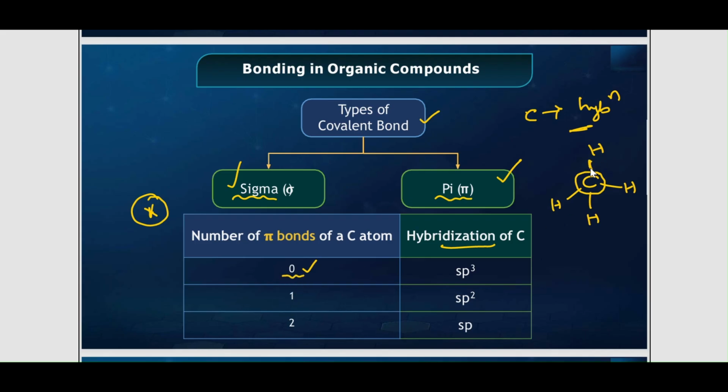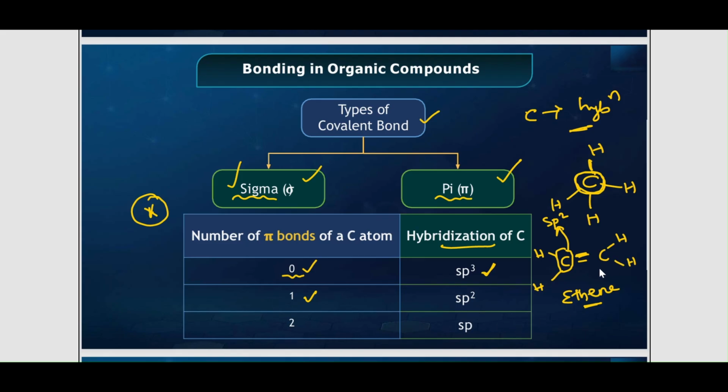You can observe here, we know that the types of covalent bonds are two types: one is sigma bond, another one is pi bond. So around the carbon atom there is no pi bond, therefore zero pi bonds are present. At that time we can write the hybridization as sp3. Clear? Suppose we have a pi bond between two carbon atoms, for example, ethene. Around this carbon atom, one pi bond will be there. So if one pi bond is present, that carbon undergoes sp2 hybridization.